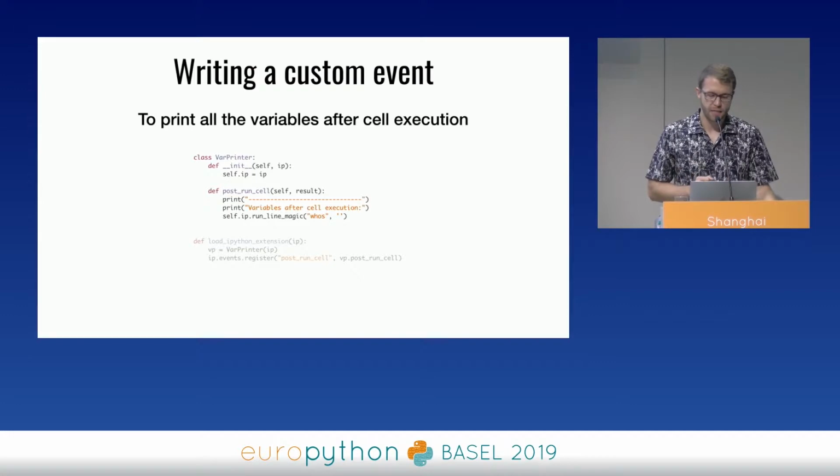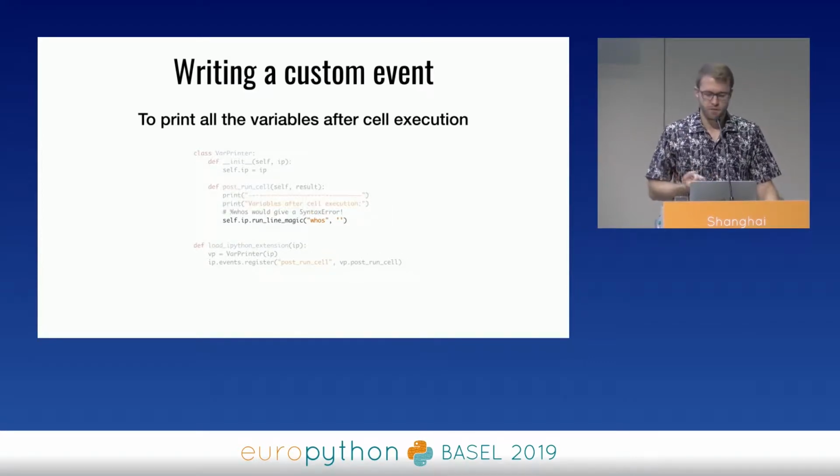First, we create a class that will store our callback function. So I'm using a class to store the reference to the IPython object that I will use inside my callback function. Then I'm defining the callback function. The result parameter will be passed from the event. So even though I'm not actually using it in my function, I still have to put it in the function signature.